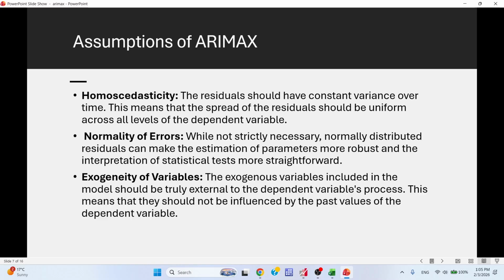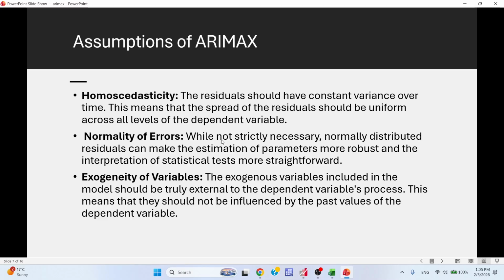The next thing is homoscedasticity. The variance should be constant over the time period. Homoscedasticity means the residuals should have a constant variance over time. This means that the spread of the residuals should be uniform across all levels of the dependent variable.